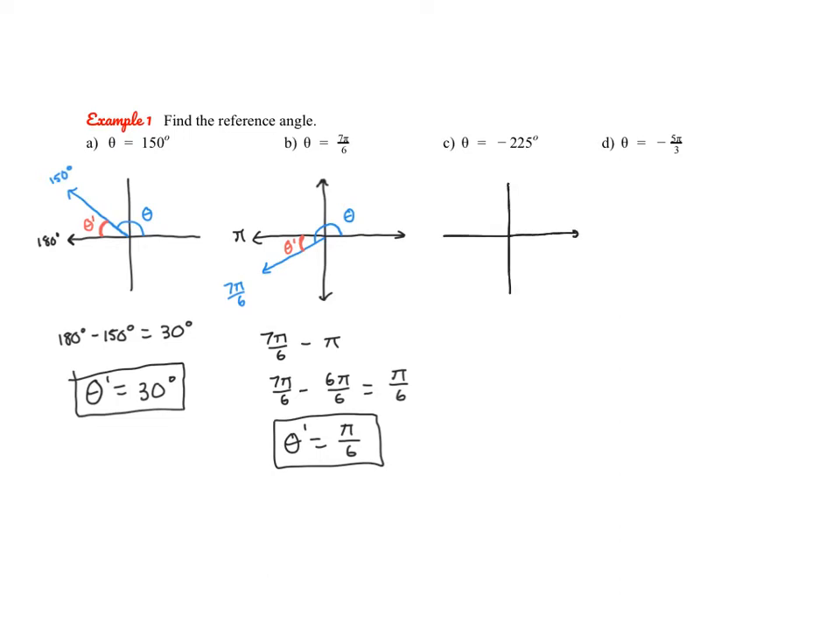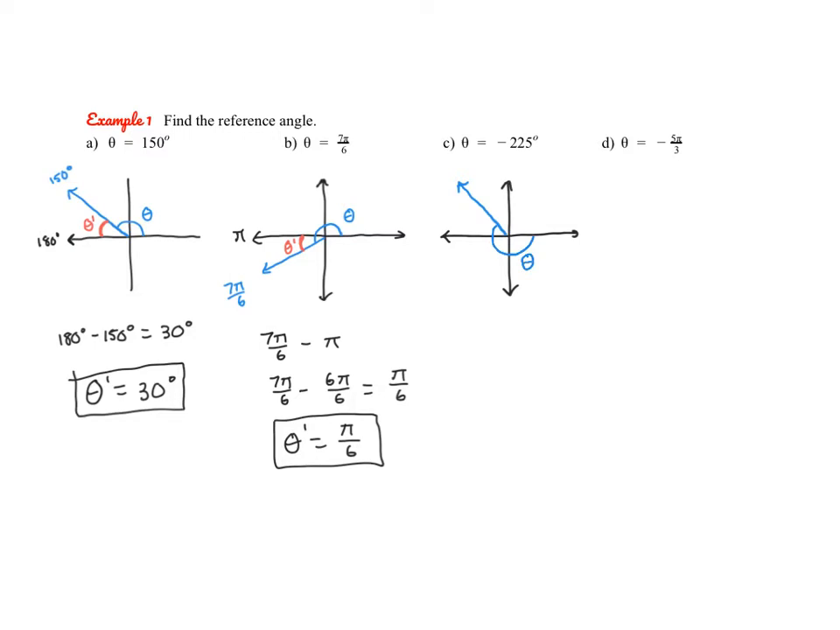Okay, now let's do part C. We have negative 225 degrees. So we need to start by figuring out what quadrant that's in. Remember, negative angles travel in a clockwise direction, so they go this way. So negative 225 would put us in quadrant 2, because it's between negative 180 and negative 270. So this is our angle.